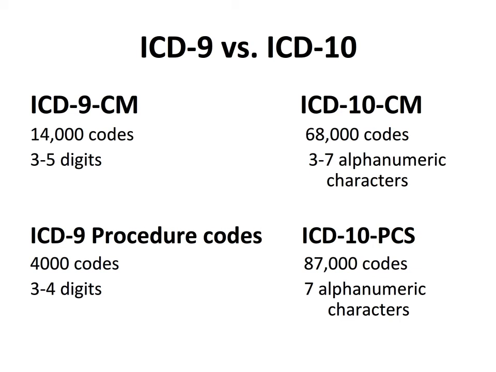With the procedure codes, you're going from 4,000 codes to 87,000 codes. That's a lot. You're going from 3 to 4 digits, again, to 7 alphanumeric characters.